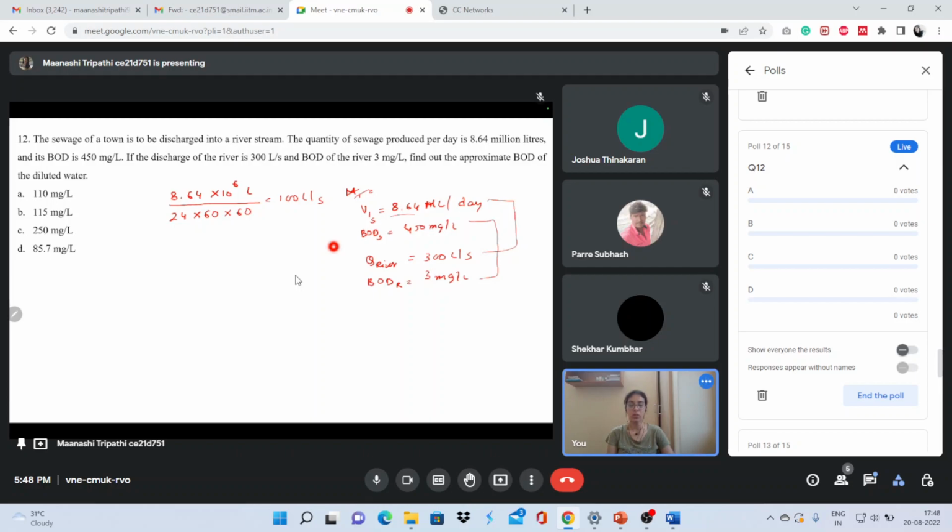Okay, so we need to find out the approximate BOD. So this is the simple dilution question. What will be the approximate BOD? 100 liters per second into 450 plus 300 liters per second into 3, divided by 100 plus 300 liters. We will get the answer from this.